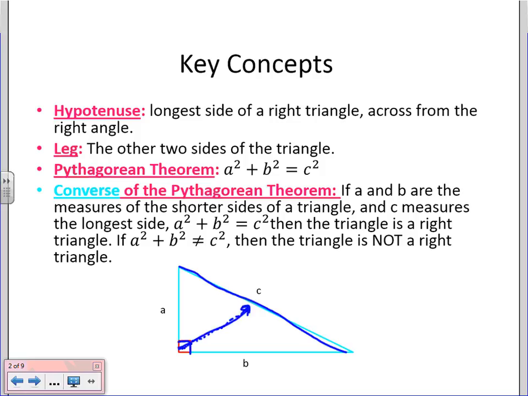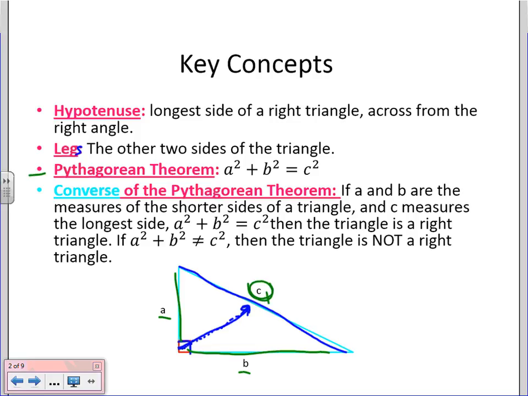Okay, and the legs are the other two sides of the triangle. This one's a leg, and this is a leg. And always, the letters used to represent triangles, especially right triangles, are A, B, and C. And C is usually represented by the hypotenuse.